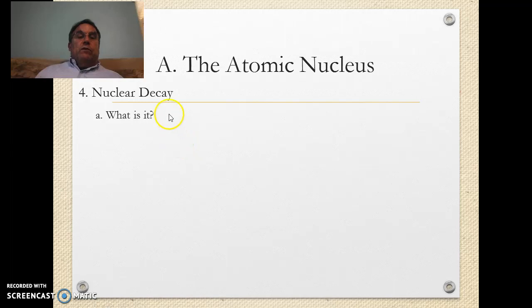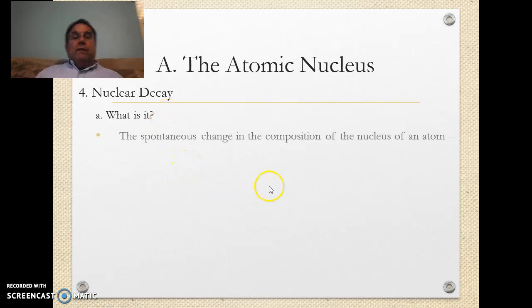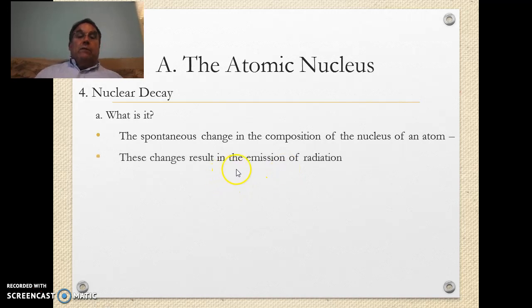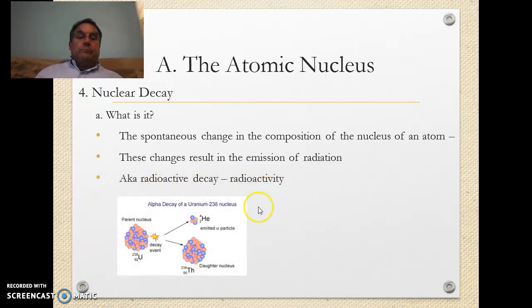So, first of all, nuclear decay, what is it? Your author defines it as the spontaneous change in the nucleus of an atom. And when these changes occur, they result in the emission of radiation, and the radiation can take on numerous forms. We're going to look at mainly alpha and beta decay, and then briefly at some others. Another term for nuclear decay is radioactive decay, or simply radioactivity.